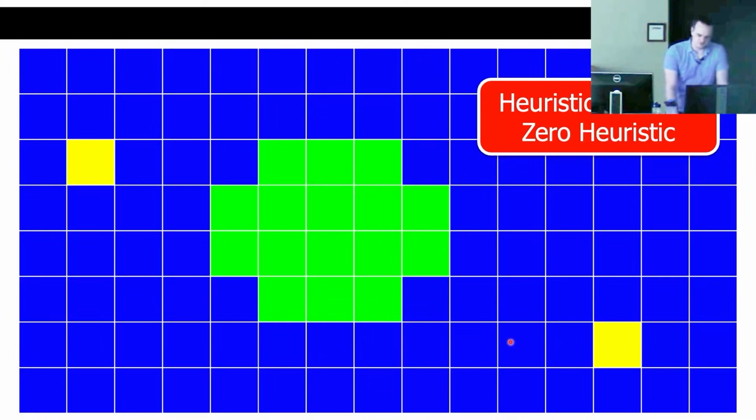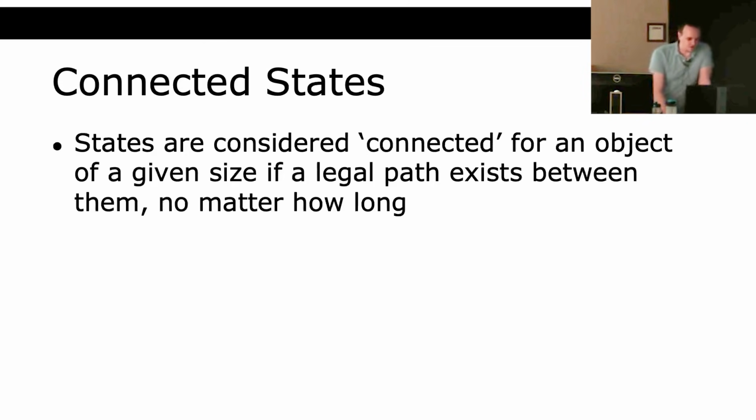Now, the meat of this assignment, the connected states. The connected states are interesting. States are considered connected for an object of a given size if a legal path exists between them, no matter how long that path is, right? So all I care about is that it's possible to get from any of those pink states to any of the other pink states.